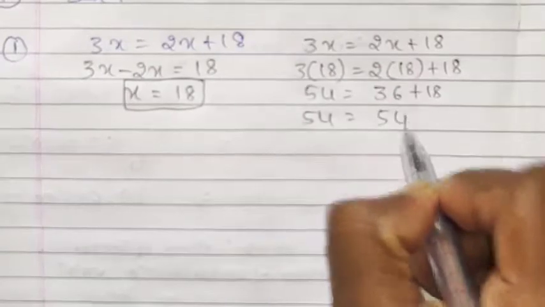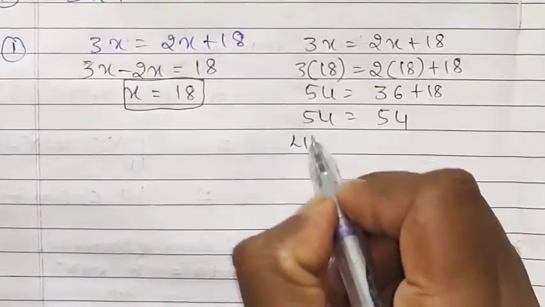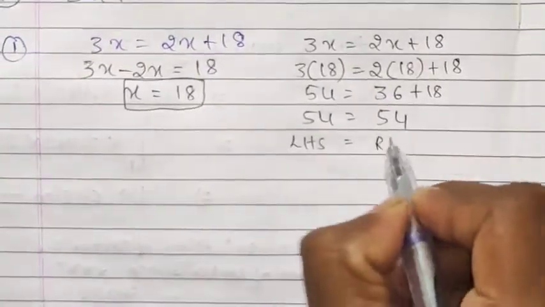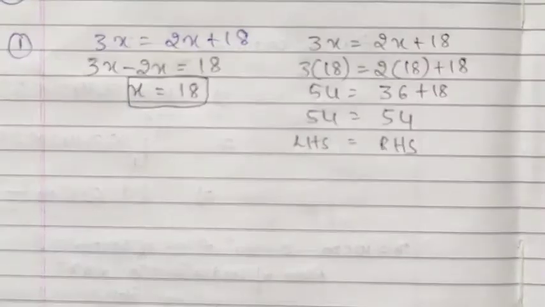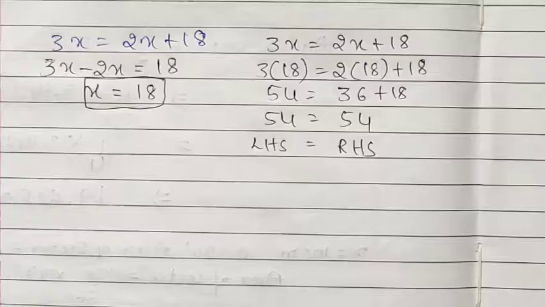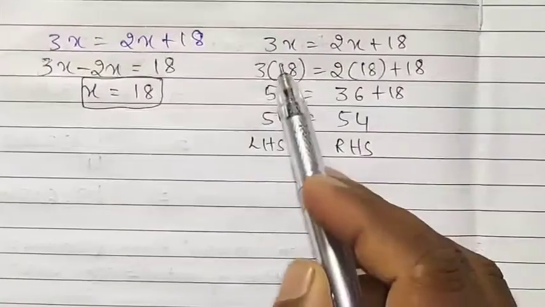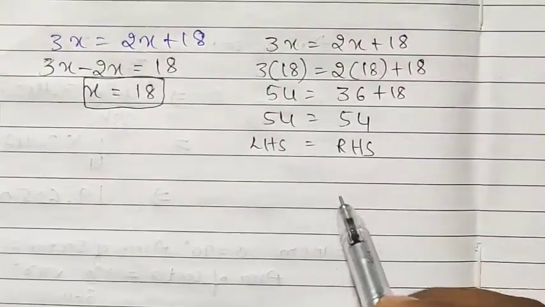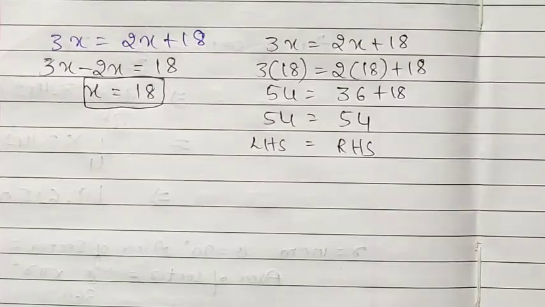Your answer is 54. It means left side is equal to right side part. LHS is equal to RHS, hence it is verified. Left side is equal to right side part.